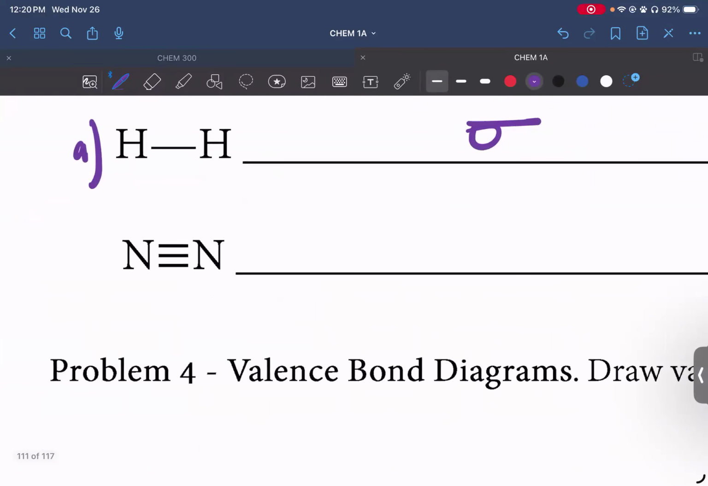And then finally, an N2, well, that has a triple bond. We can tell that from the structure. We can tell that from the given drawing. This is, of course, a sigma plus 2 pi.